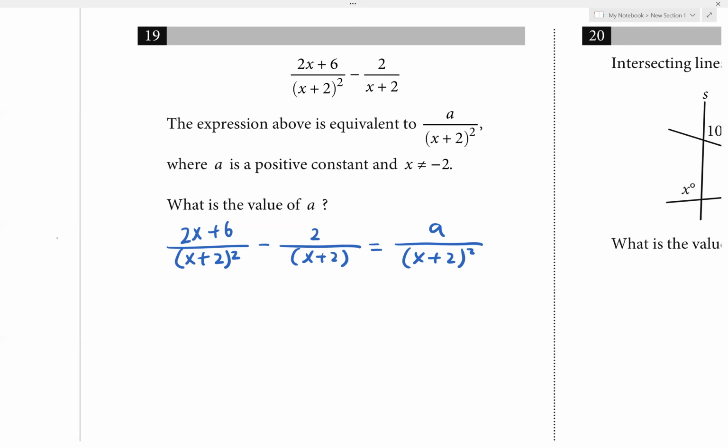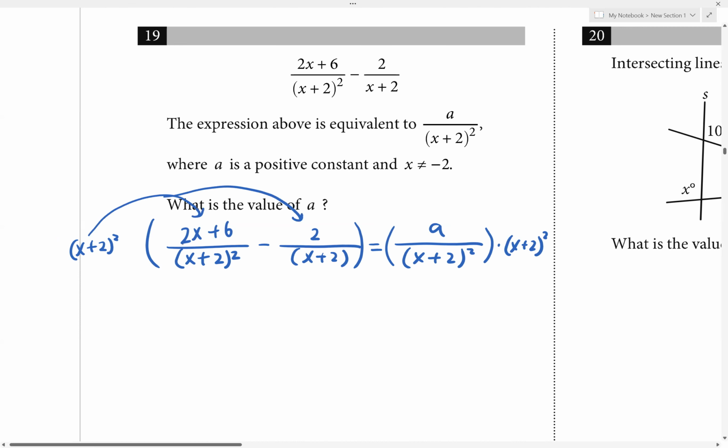So we can multiply both sides by (x plus 2) squared. On the left side, we have to distribute to each fraction. Since (x plus 2) squared over (x plus 2) squared is the same, for the first fraction the whole denominator will cancel, and we just get 2x plus 6 left.